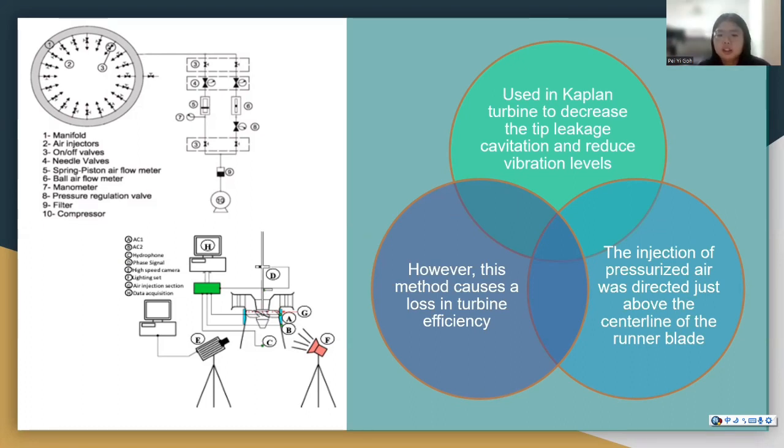Despite the success in reducing vibration levels, this air injection method comes with a trade-off. The injection of air into the flow path can result in a loss of turbine efficiency. The loss is primarily attributed to the additional energy required for the injection and its interaction with the water flow.